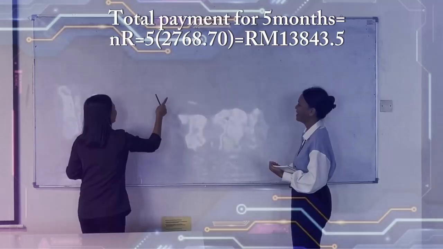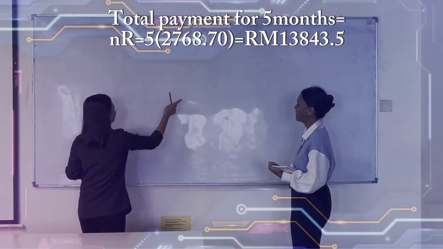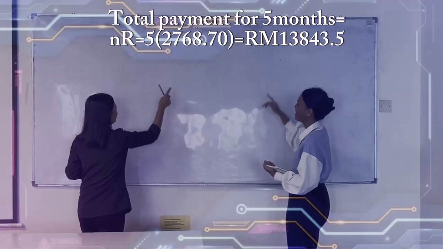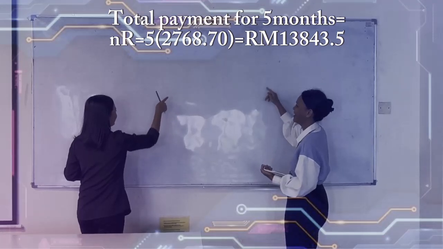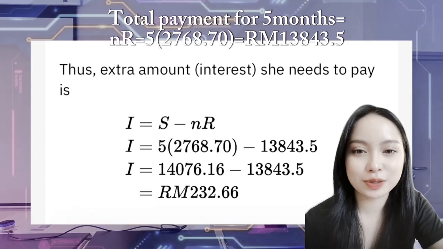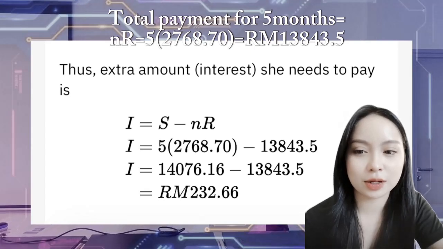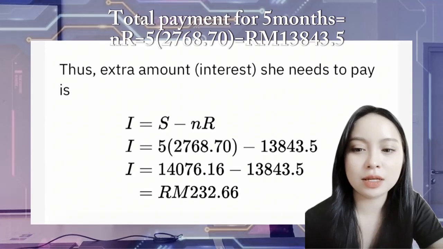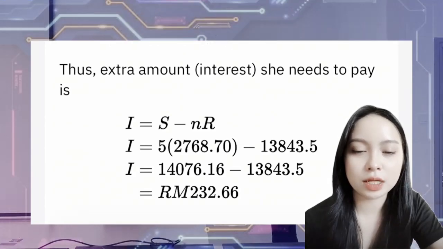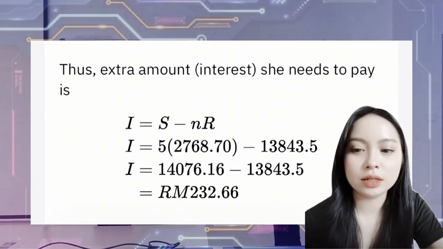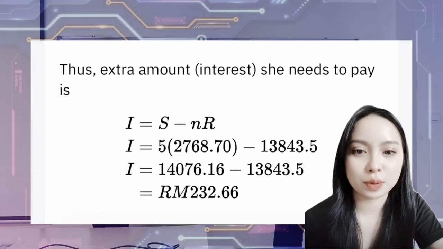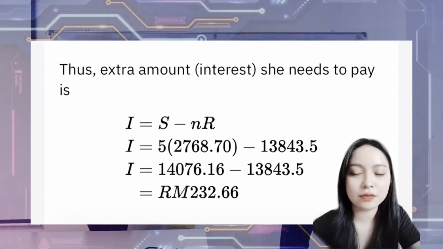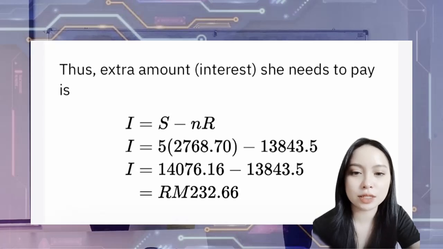Total payment for 5 months equals nR equals 5 times 2,768.70 equals RM13,843.5. And then we are going to use the formula I equal to S minus nR. I equals 14,076.16 minus 13,843.5, and the final answer is 232.66 ringgit.